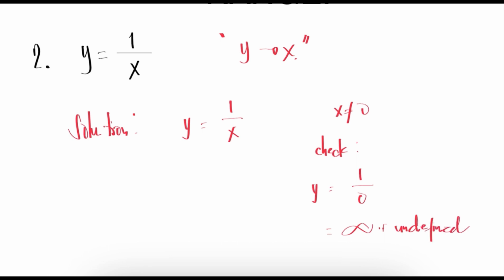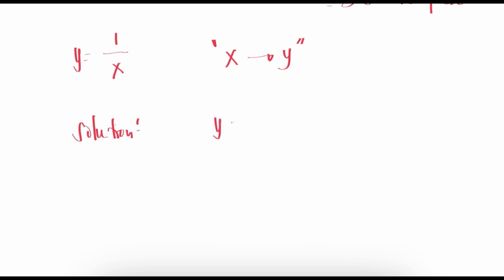So that's it. So therefore, the domain of the function y is equal to 1 over x is all values of x such that x is not equal to 0. Okay? Now, what about the range? To determine the range, again, the given is y is equal to 1 over x. So to determine the range, let's rewrite or solve for x in terms of y. Okay? So solution.